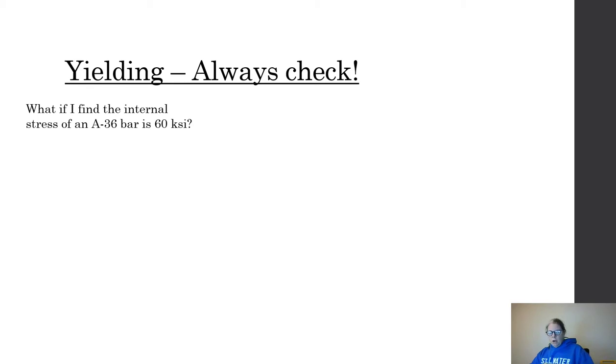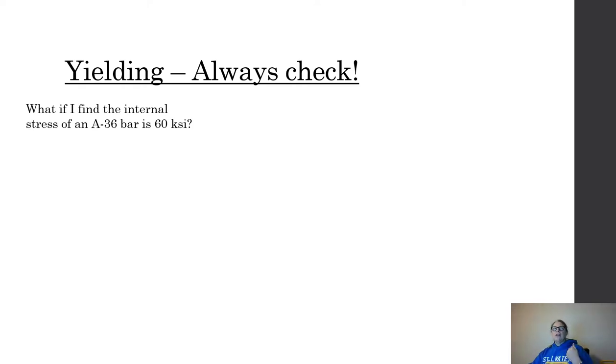So you can do integration. But first, you always have to check yielding. If you want to use delta equals PL over AE, it has to be in the elastic region. So the first thing you should always do from here on out, every time you calculate an internal force, is calculate the internal stress. And you need to find out, is that stress in the elastic region? Is it below sigma y? Or is it above? Because then it's no longer in the elastic region where we can use delta equals PL over AE.